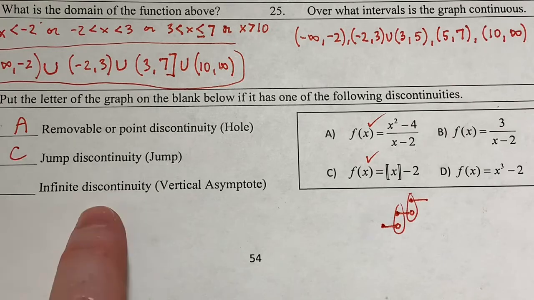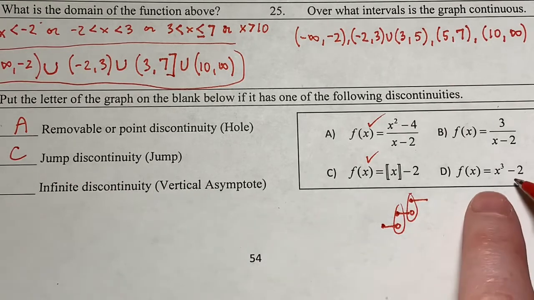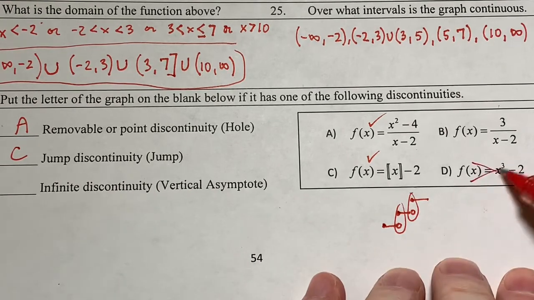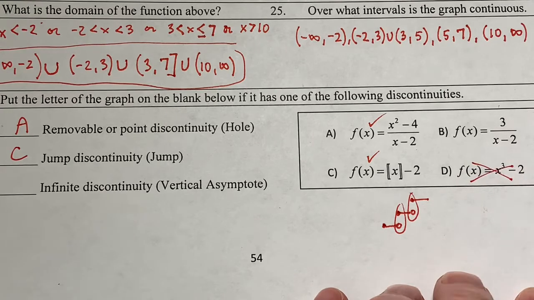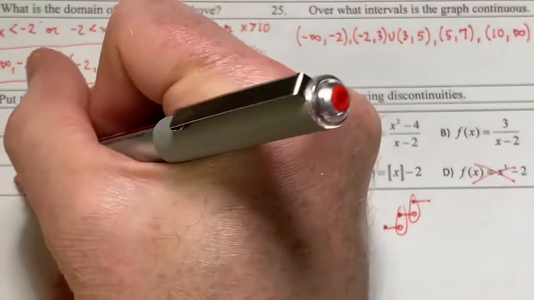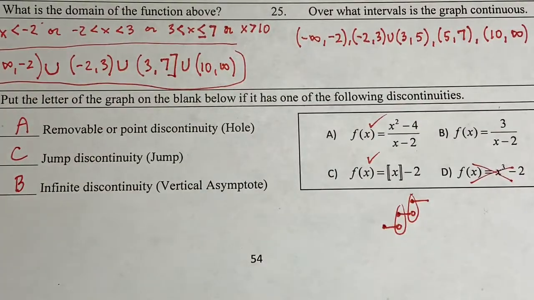And then infinite, those are vertical asymptotes. Well, this one is a polynomial. It doesn't even have an asymptote or anything discontinuous. But this right here has a vertical asymptote at x equals 2, and you know that. So this would be the infinite discontinuity. All right? So hopefully that makes a lot of sense to you, and you would be able to go back through that again if you need to.